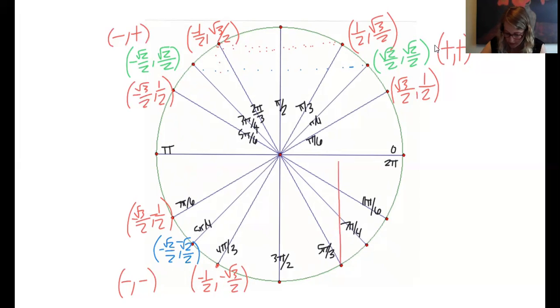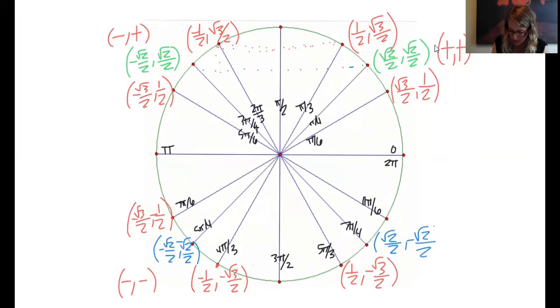I've been doing the pi over 3's first, so I'm going to go from here to here. And this is going to be positive half, because this time the x's are positive, but my y's are negative because they're down. Negative square root of 3 over 2. This one's going to be positive square root of 2 over 2, negative square root of 2 over 2. And then this one is going to be positive square root of 3 over 2, negative 1/2.